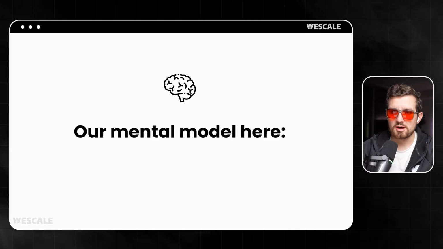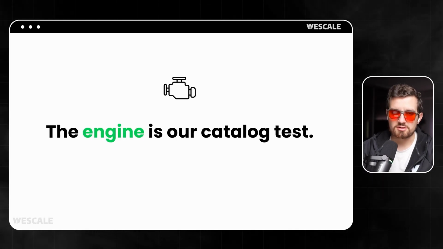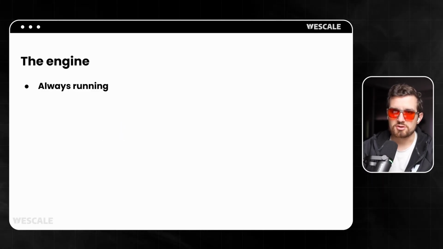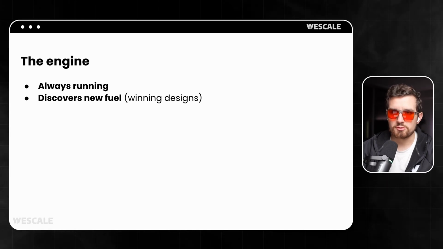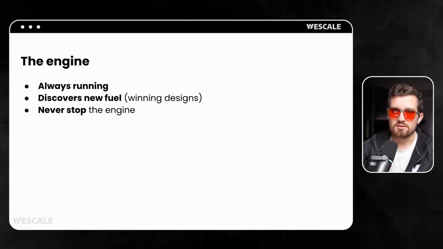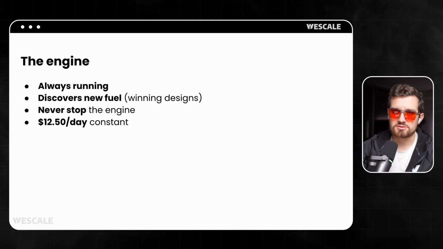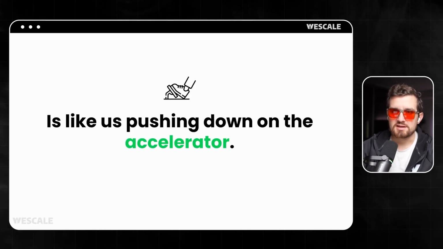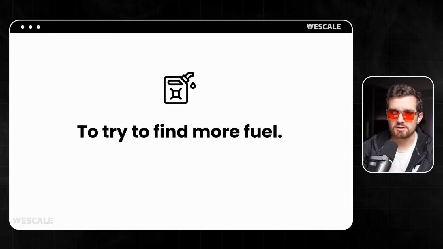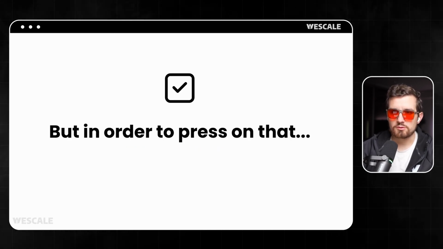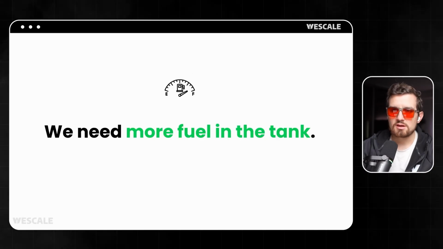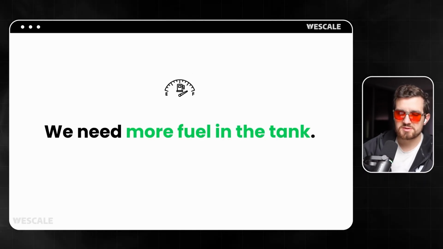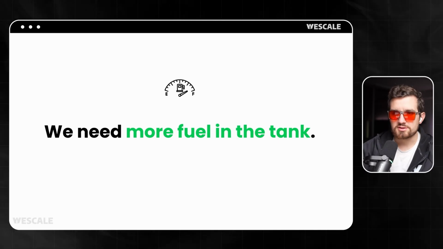So our mental model here is that the engine is our catalog test. It's always running. It discovers new fuel, which is winning designs. And we never want to stop this engine. We always keep this running at $12.50 a day. And then the static ad scaling is like us pushing down on the accelerator to try and find more fuel. But in order to do that, we need to be filling the tank. There needs to be something for the engine to be running on this whole time.